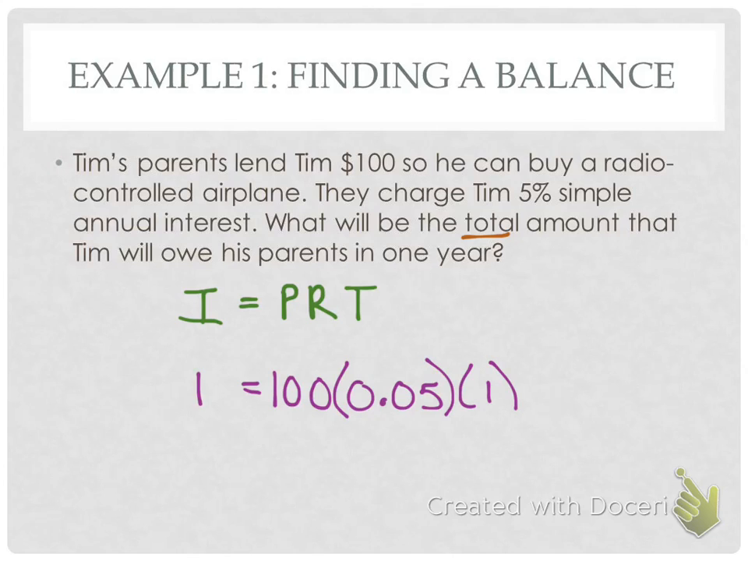What do I not know? I don't know how much interest that actually is, right? It didn't say how much interest he paid on that. So what do I need to do? I need to multiply 100 times 0.05. What's 100 times 0.05?